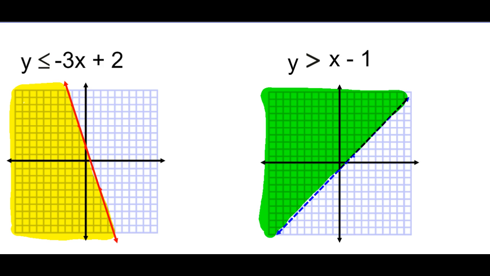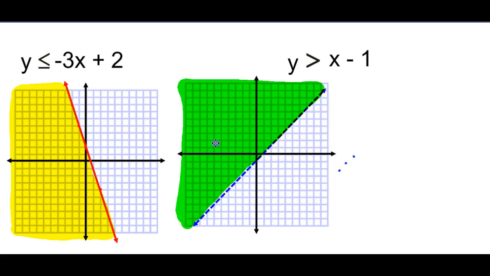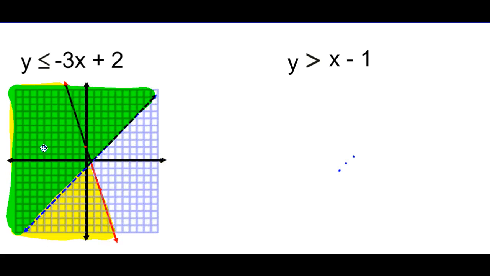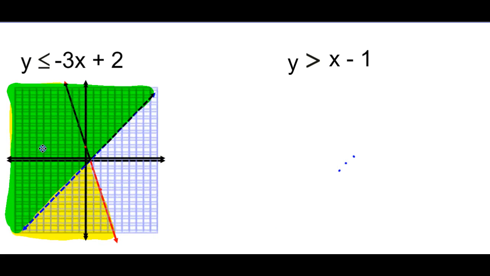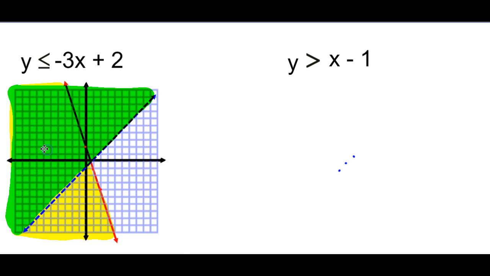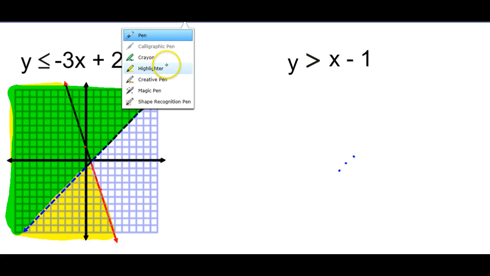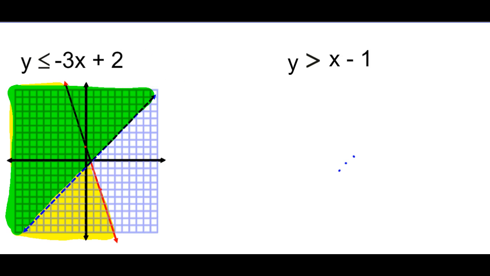Now, if this was a system, if these two were together, and you were trying to find the solution, the points that would work for both of them, then what you would do is you would simply take these and put them on the exact same graph. Let me make that line up. That's good enough, okay? On the same graph. And our solution would be wherever these two overlap each other, okay?